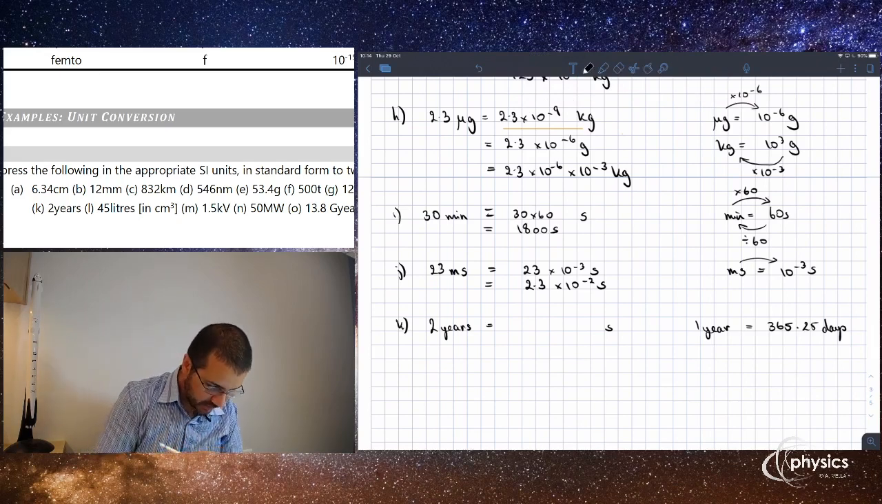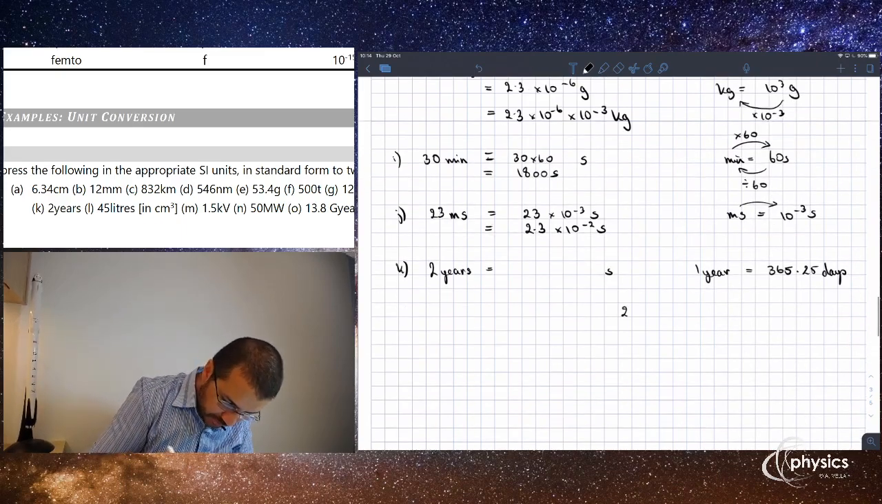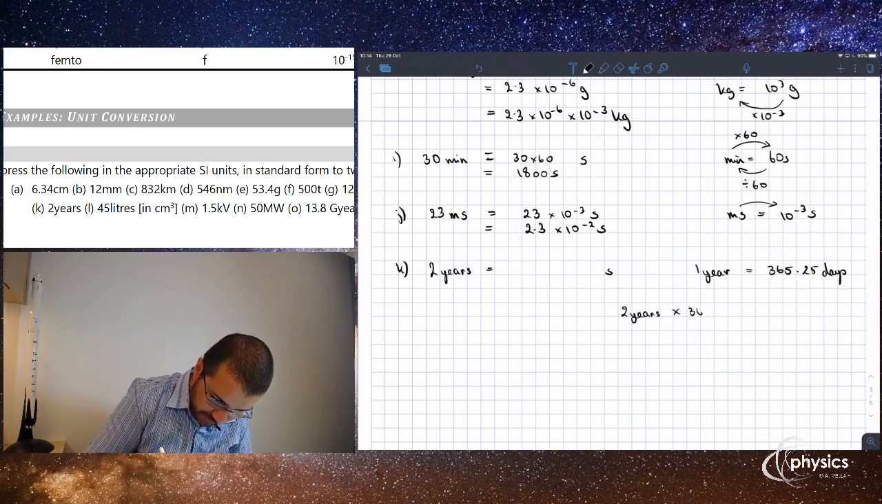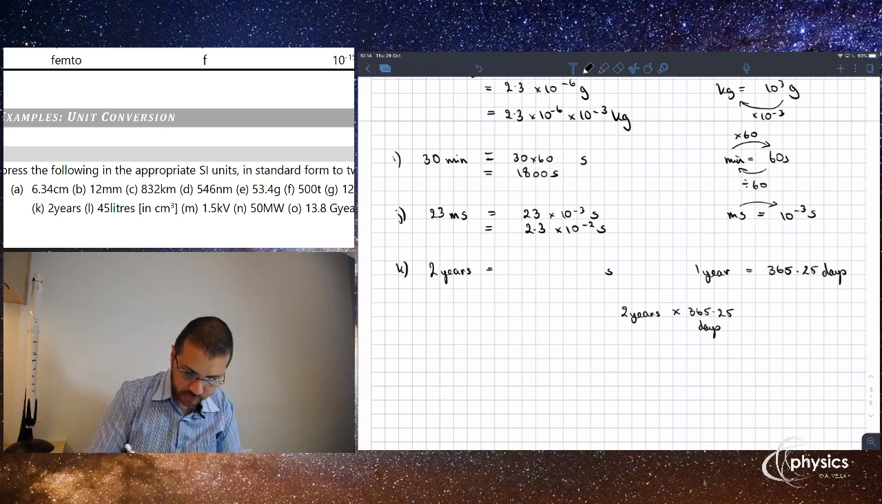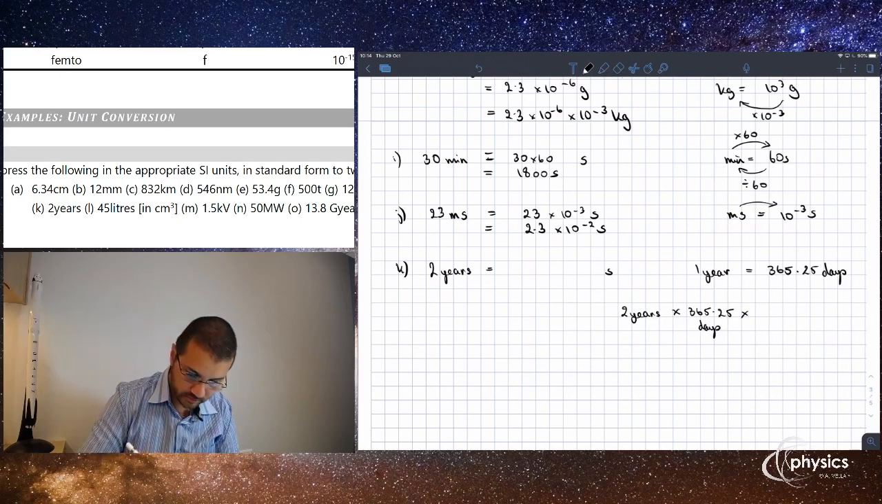So first, to convert 2 years into seconds, first I'm going to convert the years into days by multiplying by 365.25 days. Then we have to convert days into hours. In each day there are how many hours?